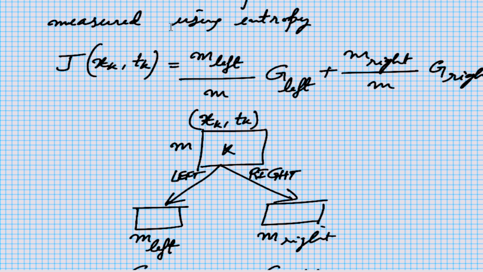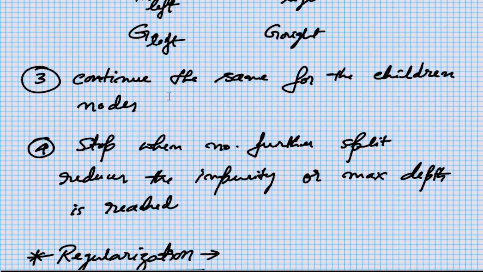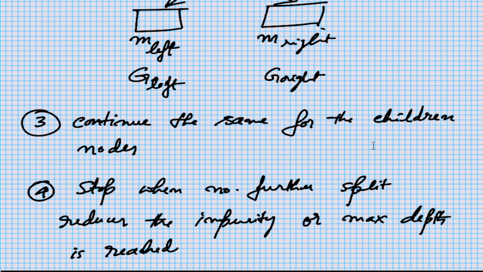Everything you change, for every value you get a J value. Which pair of xk and tk gave you the highest J is what you choose. Then you see the next one. Continue the same for even the children nodes I created, starting from the beginning, next node, and after that.